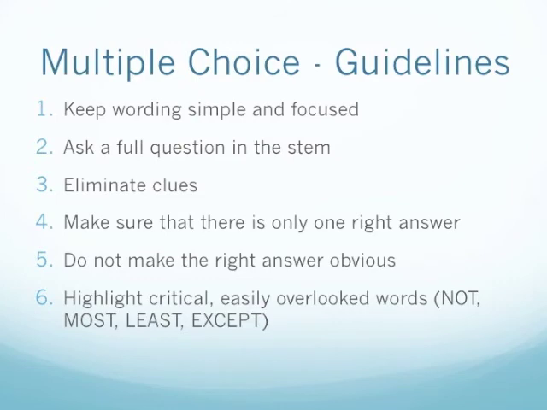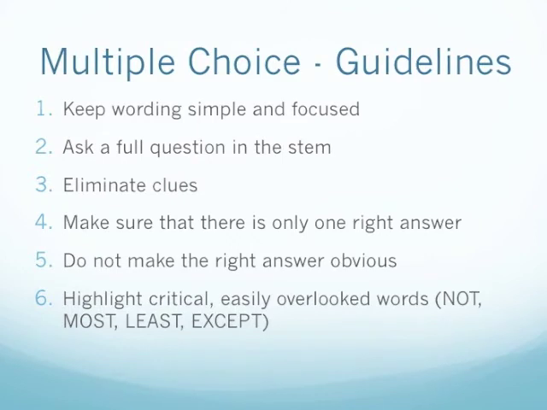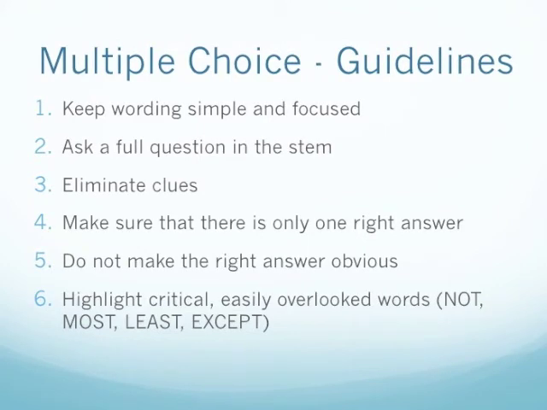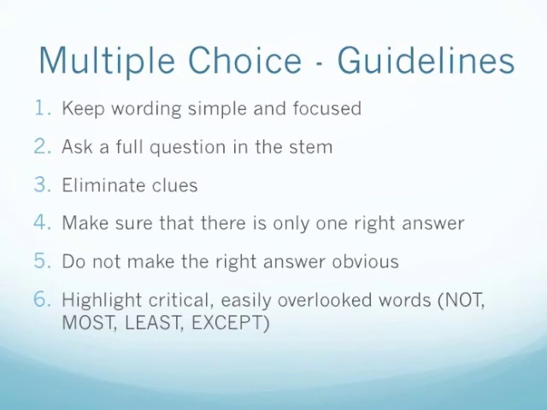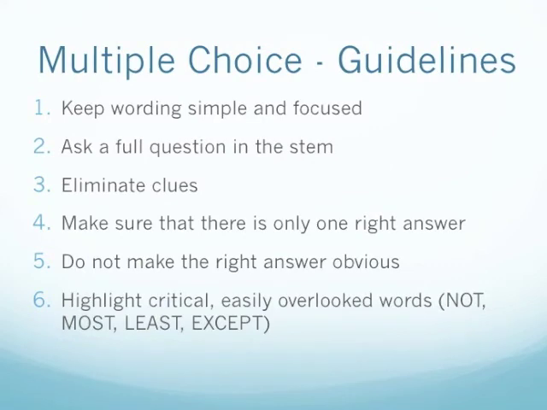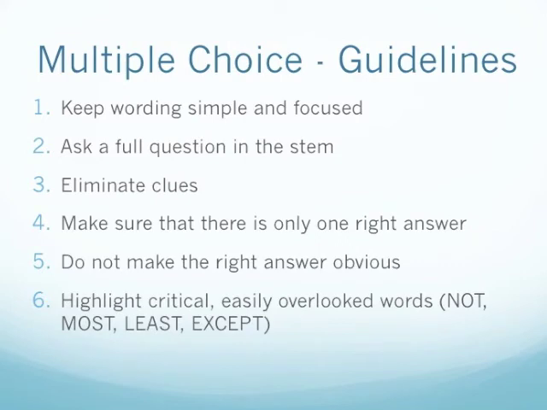Try to eliminate clues that give away the answer within the stem. And we sometimes do that without really realizing it. Make sure that there's only one right answer. Make sure that your distractors aren't indeed partially right. Just make sure there's one right answer. And don't make the right answer really obvious. One way that we often do this is the right answer is longer or more detailed than the distractors or the answers that are not right.